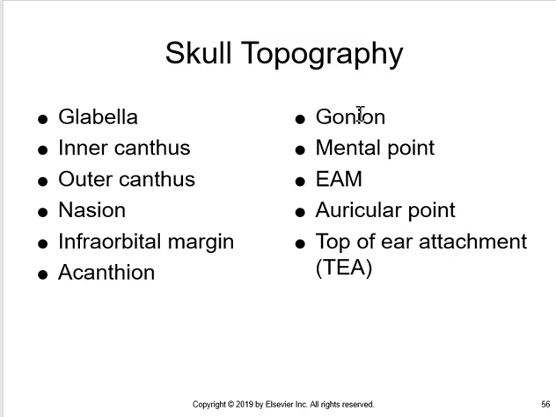The gonion, which is the angle of the mandible on the back side. The mental point is the peak of the chin, the external auditory meatus or external acoustic meatus, that's the ear hole. The auricle point would be the top of the ear itself, and then top of the ear attachment. And these two really are probably a little bit overstated here. We just don't use them a whole lot.